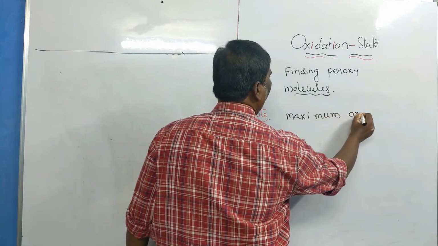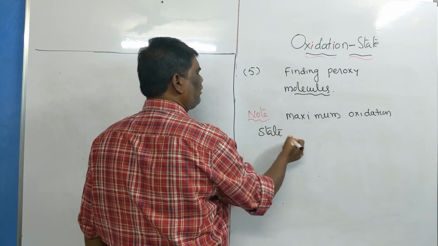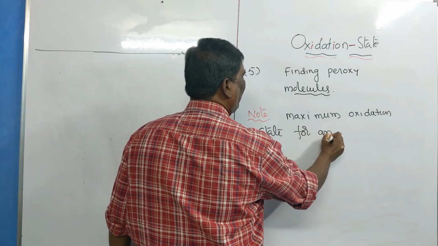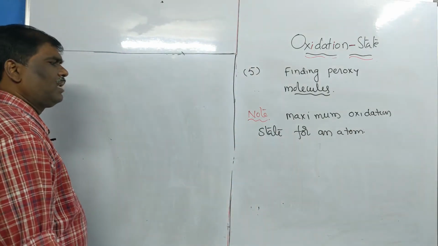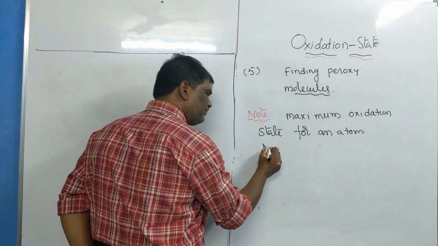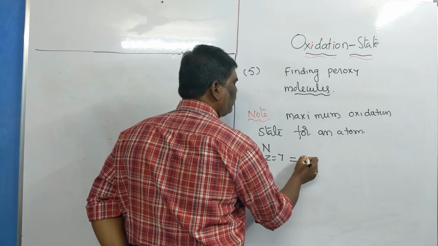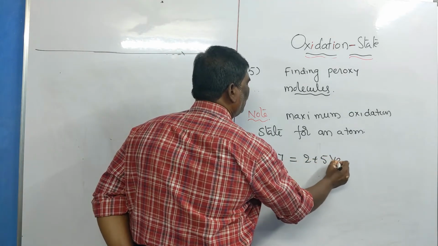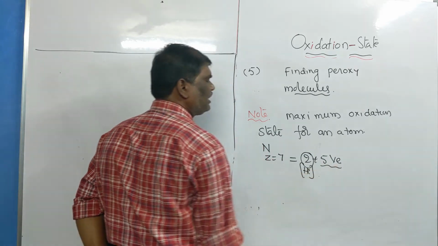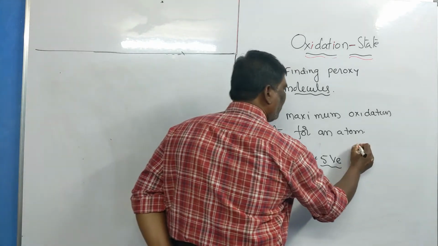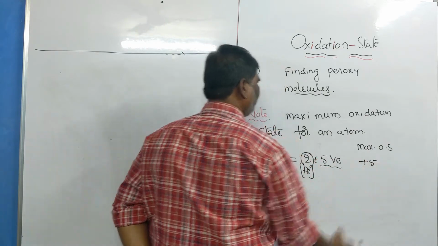Maximum oxidation state for an atom. How can we find the maximum oxidation state for an atom? Let us suppose for nitrogen. Nitrogen's atomic number is 7. This is taken as 2 plus 5. What is 2? 2 is the helium configuration and there are 5 valence electrons. So what is the maximum oxidation state? Maximum oxidation state for nitrogen is +5.